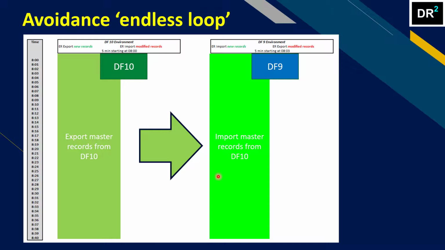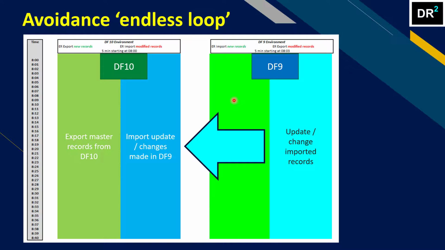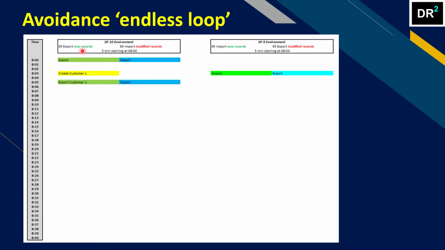Well, I said, okay, why not create an export job that only exports the new records, and this one only imports the new ones. And then I have a second job. If the daughter company, so DF9 here, modifies something, then we export only the modified records and we only import the modified records. And there will be no re-export because the export job here is only for new records. So let's have a look at how this would look.